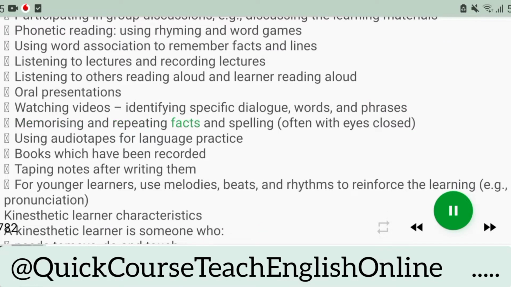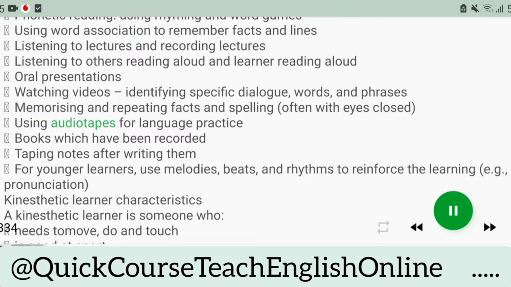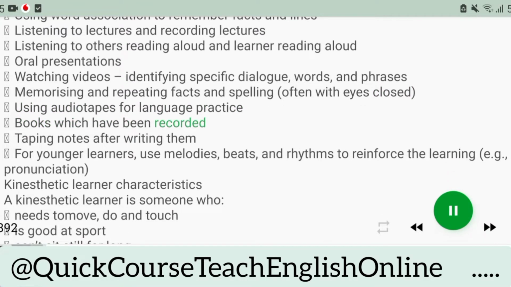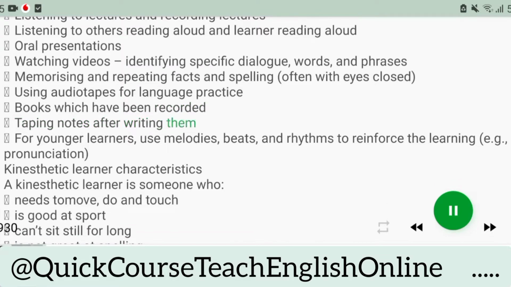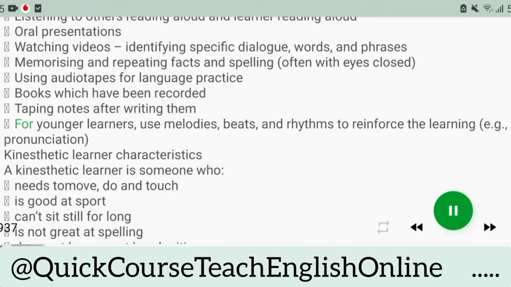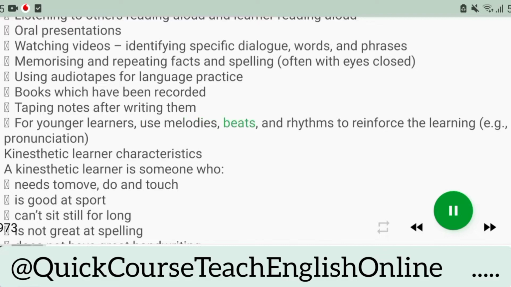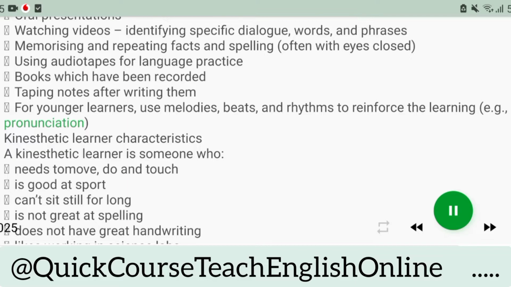Memorizing and repeating facts and spelling, often with eyes closed. Using audio tapes for language practice. Books which have been recorded. Taping notes after writing them. For younger learners, use melodies, beats, and rhythms to reinforce the learning, e.g., pronunciation.